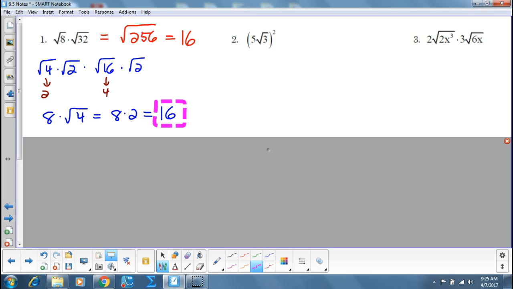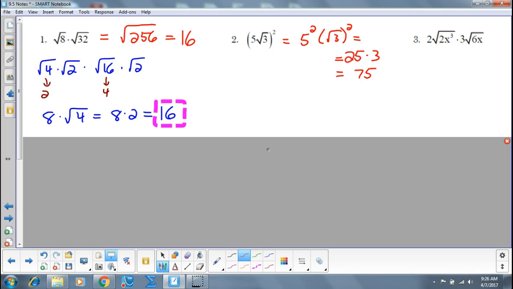Now, in number 2, we could apply our power properties that we learned earlier this week. And we could say that this is 5 squared times the square root of 3 squared, which is 25 times 3, which is 75.